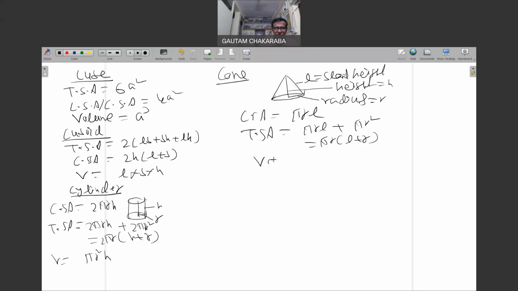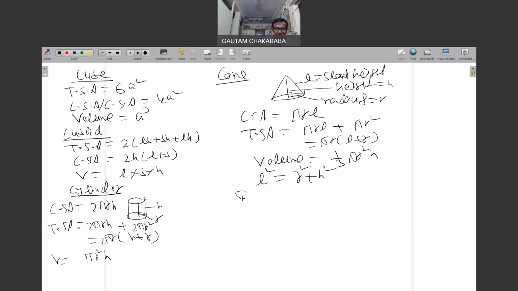And volume is equal to 1 by 3 pi r square H. What is the relation between L, R and H? This is the 90 degree angle, and opposite the 90 degree is the hypotenuse. Apply the Pythagoras theorem. L square is equal to height square plus base square, that is R square plus H square.